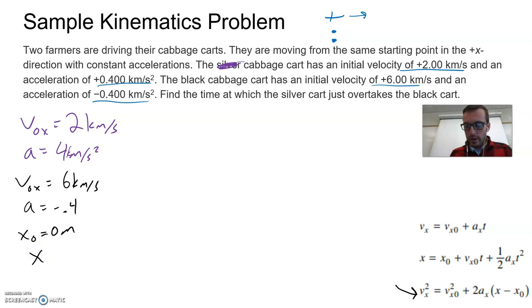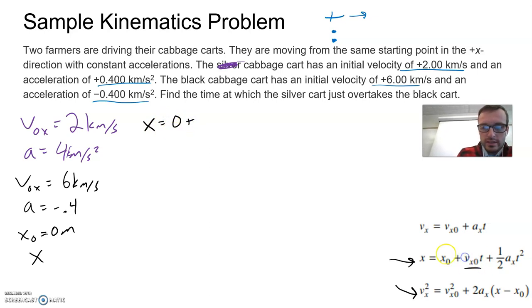I'm going to write an equation for each of these, because we want to know the time at which they cross one another. Let's see how this works. The same x is going to be true for both of them because that's where they meet each other, equals x0. They both start at 0, so that makes it nice.